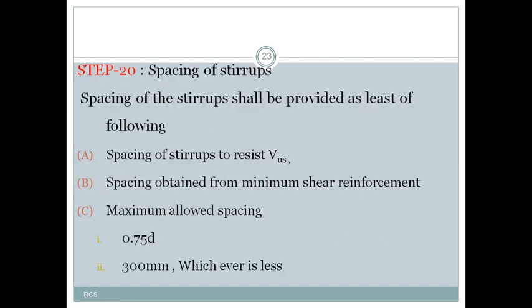Right. The spacing of stirrups. How to provide the spacing of stirrups? The spacing of stirrups shall be provided as the least of the following. I have 3 criteria here. One is the spacing of stirrups to resist the shear force, that is how much shear force is resisted by the shear reinforcing stirrups. The second one is the spacing obtained from the minimum shear reinforcement, and the third is the maximum spacing allowed. Among these 3 criteria, the minimum value can be taken as the spacing to be provided for the stirrups.